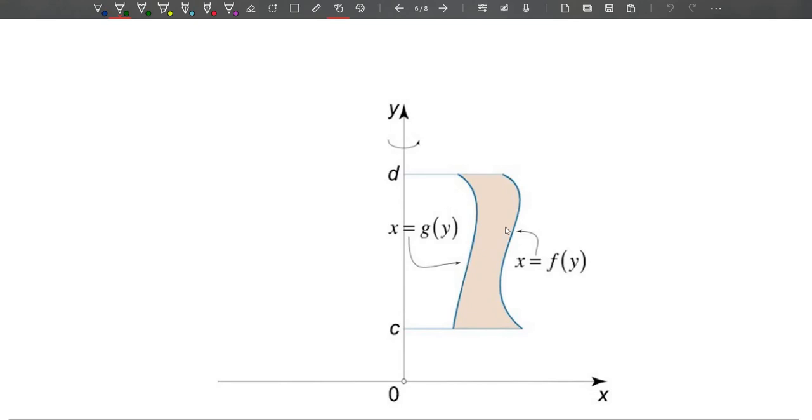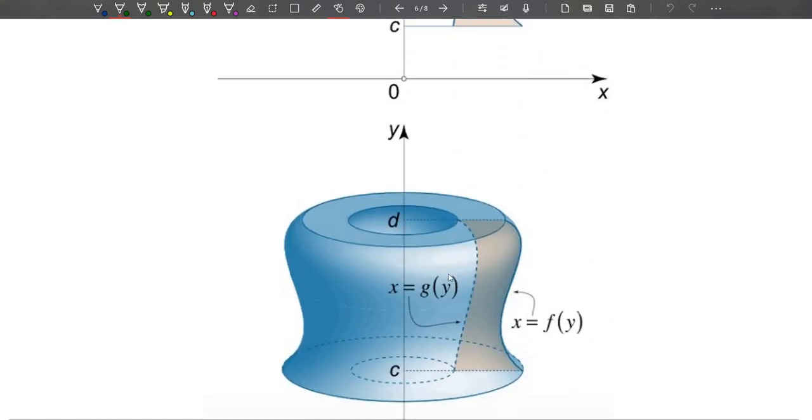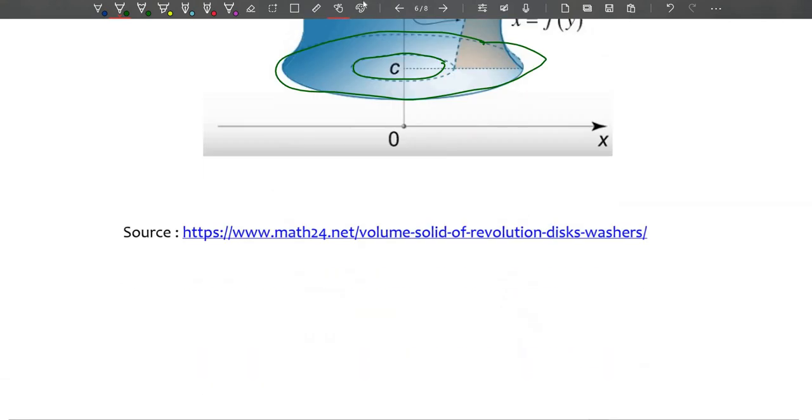Let's look at the other figure here. Let's say we have this kind of figure. That means this is x equal to f(y) and here x equal to g(y). The image for the rotation would be looking like this. As you can see, this would be the inner circle and this is the outer circle. When we find the area of the outer circle minus the area of the inner circle, we can find the area of the region bounded. That is why we integrate, because we want to find the summation of all the circles inside the region bounded.